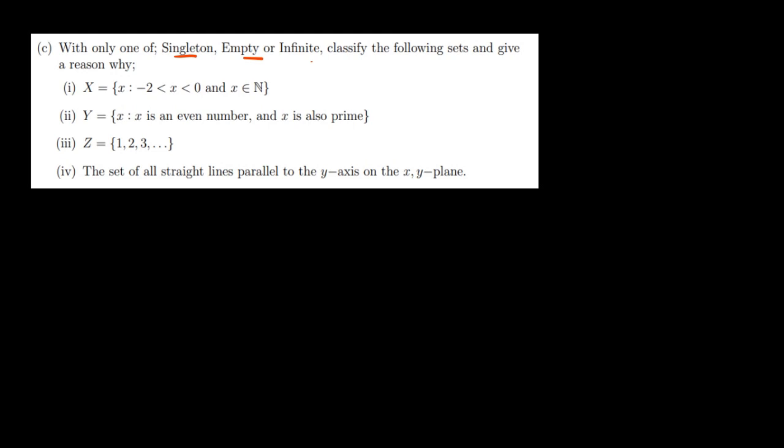Okay, so the first one, they're saying set X is a set of all the x's such that x is between -2 and 0, where this x is a natural number. Okay, so where can we classify this set? Is it a singleton set? Is it empty? Is it infinite? Anyone who can try? When you give us your answer, you even explain why you think so. Okay, so how are you going to classify the first set there? Okay, you can go on.